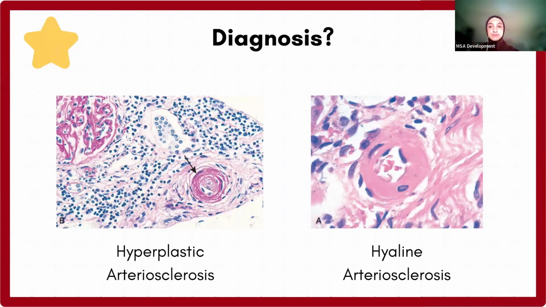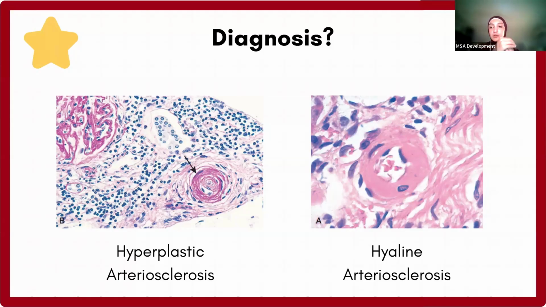We have the onion skinning, the onion skin appearance, and we have the obliteration of the lumen. So the lumen, as you can see, is almost non-existent. It's obliterated. And the onion skin appearance can be seen over here because the layers almost look like the skin of an onion.